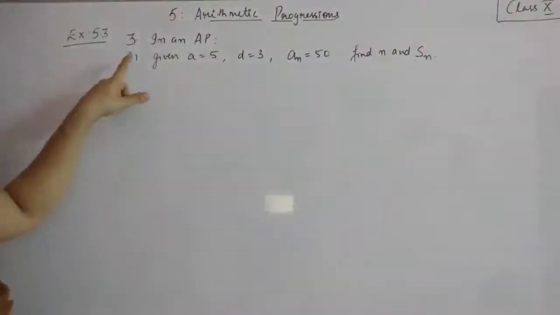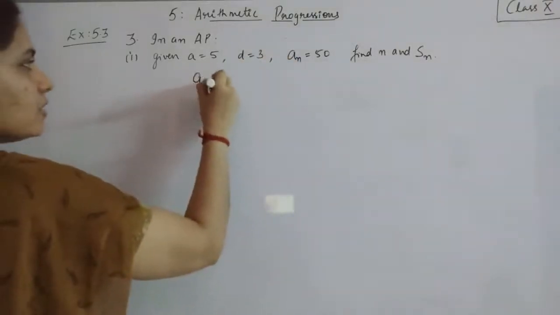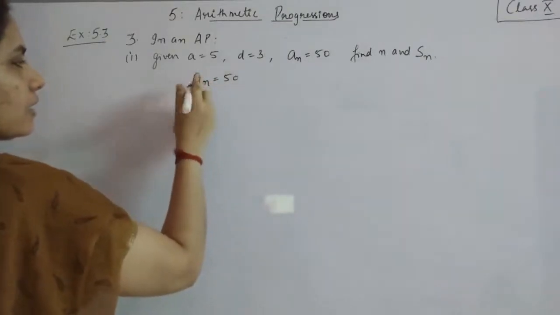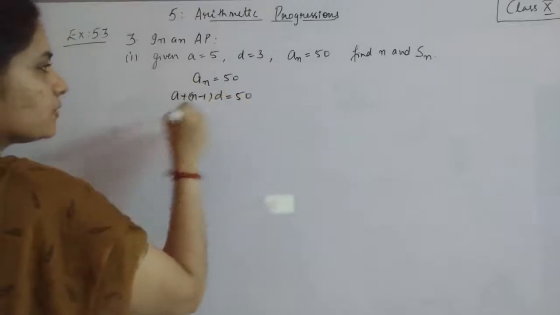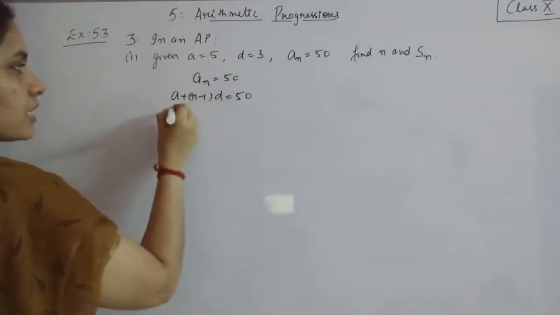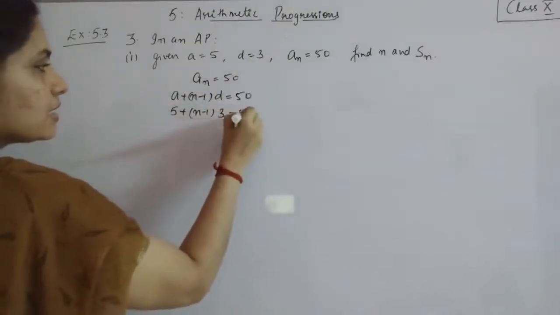Okay, so the third problem, in an AP, the first subdivision is: given a is equal to 5, d is equal to 3, an is equal to 50, and you have to find n and Sn. For that we will start with an equal to 50. What is an? According to the formula, it is a plus (n minus 1) into d, which is given to be 50. Replace your values which are given: 5 plus (n minus 1) into d, which is 3, is equal to 50.